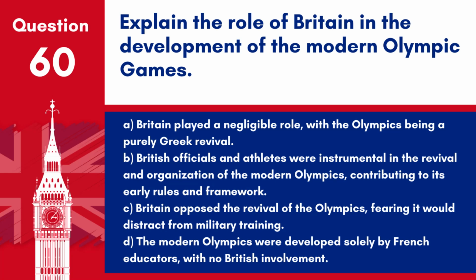Question 60. Explain the role of Britain in the development of the modern Olympic Games. A. Britain played a negligible role, with the Olympics being a purely Greek revival. B. British officials and athletes were instrumental in the revival and organization of the modern Olympics, contributing to its early rules and framework. C. Britain opposed the revival of the Olympics, fearing it would distract from military training.